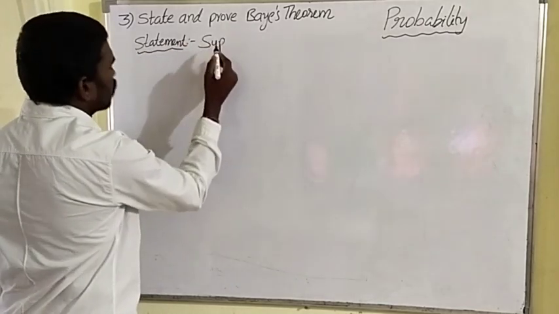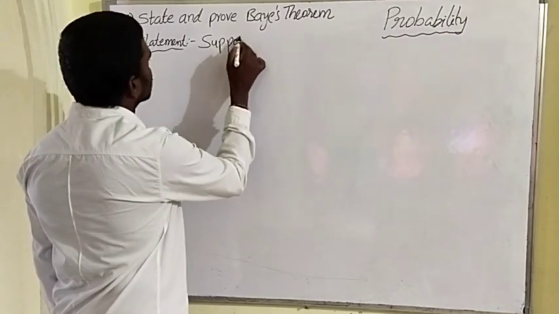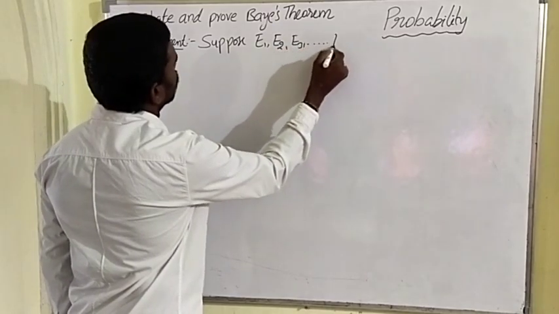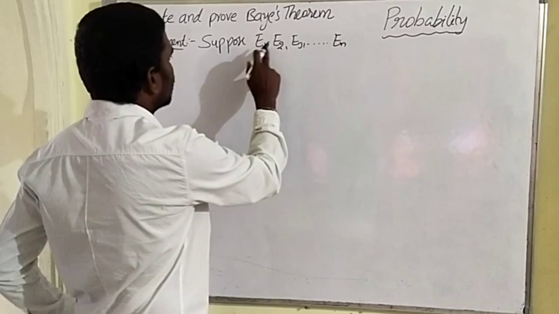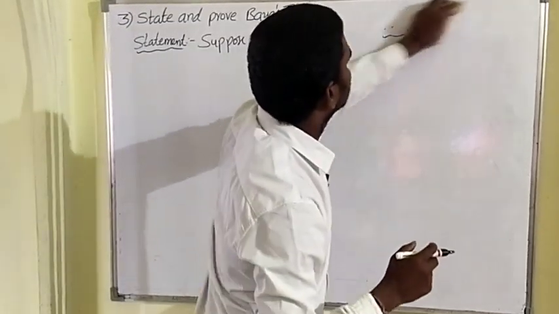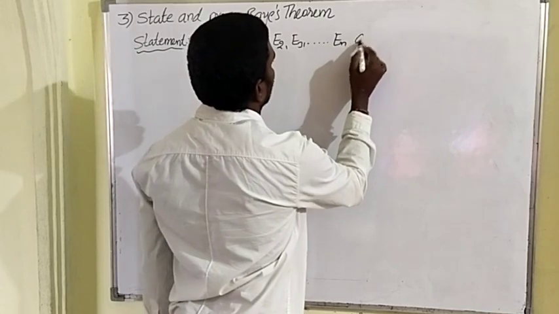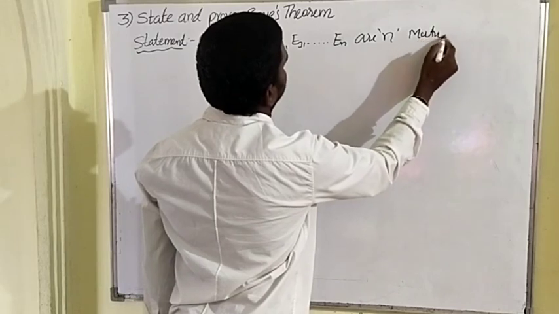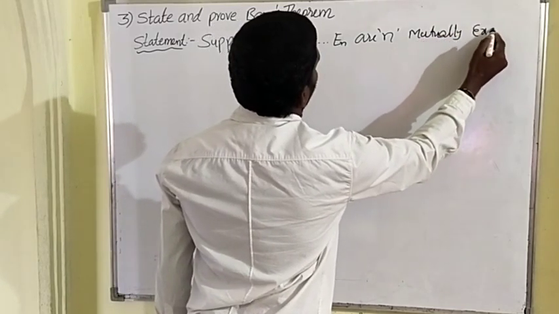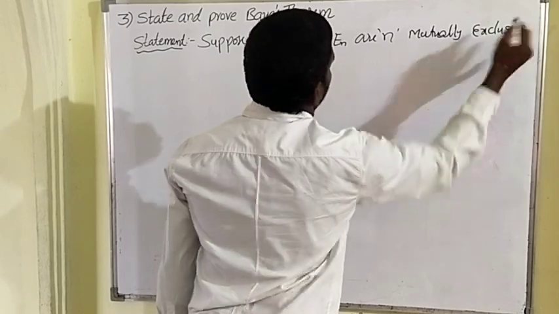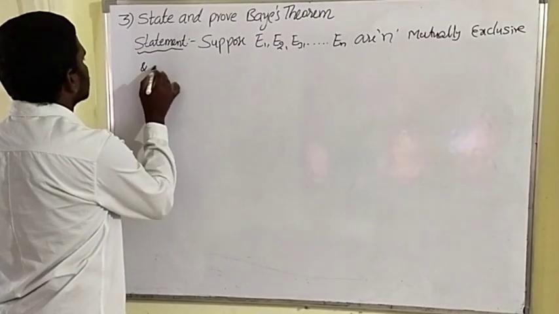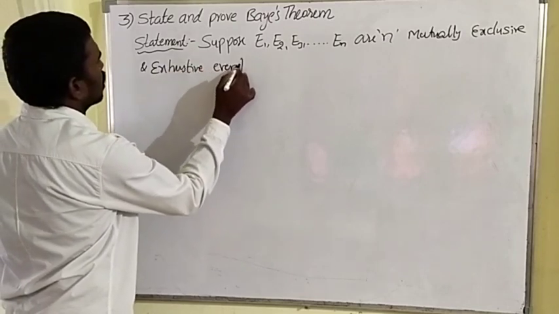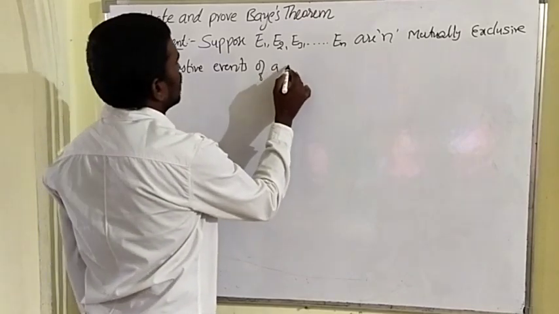Statement is, note down: suppose capital E1, E2, E3, and so on, En. So how many are there? 1, 2, 3, 4, and so on, n are there. En are n mutually exclusive and exhaustive events of a random experiment.